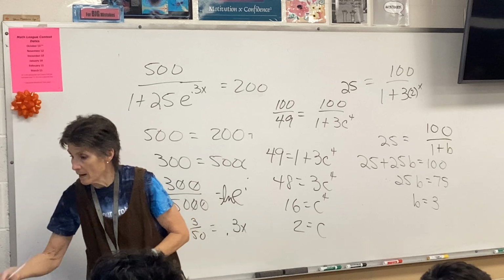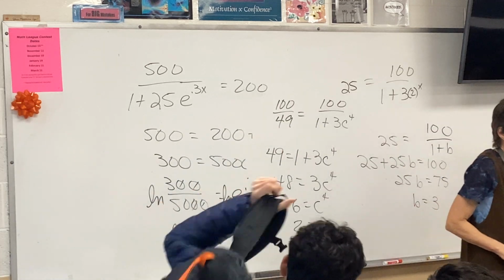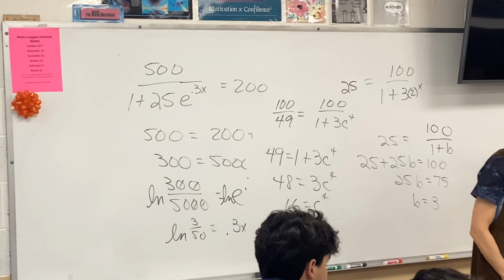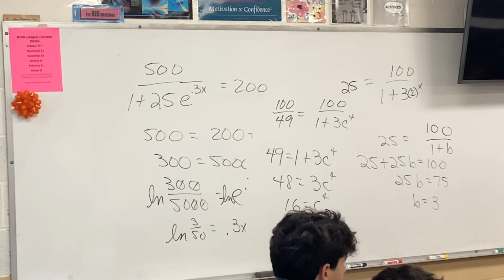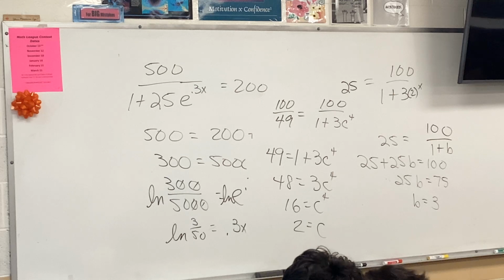Wait, what if you plug both of them into a function? Like you plug in 100 over 1 plus 3c to the 4th. You can always solve by intersections if you have a calculator to graph. If all you have is a baby calculator, that's not gonna work.